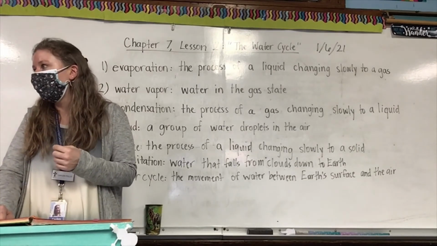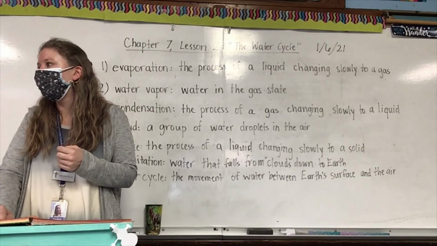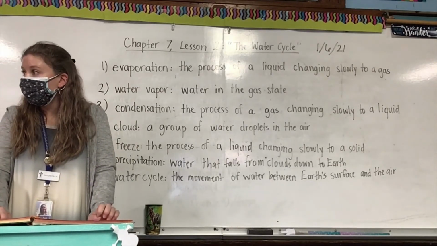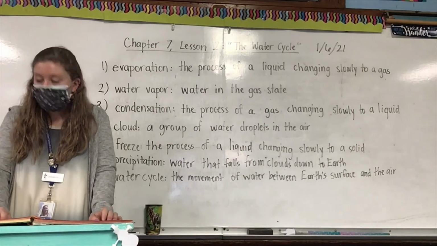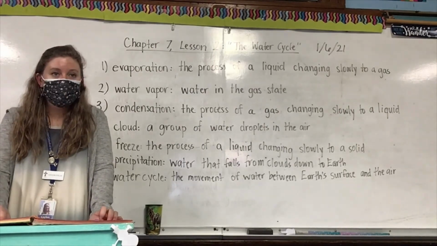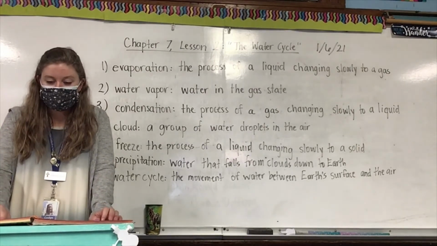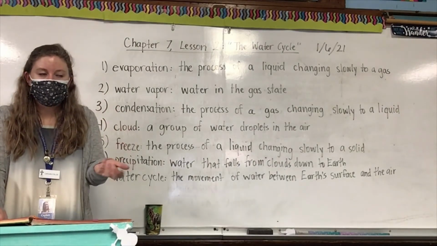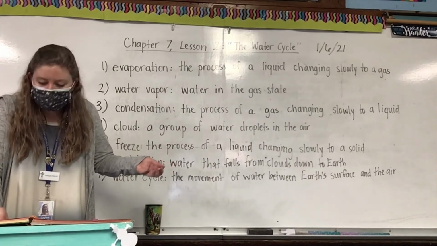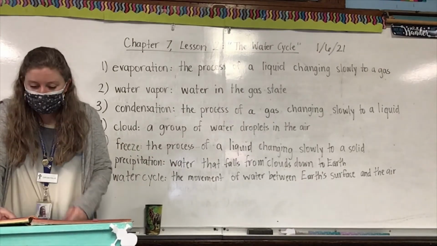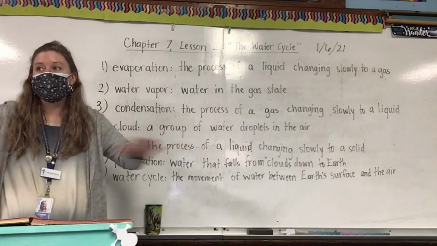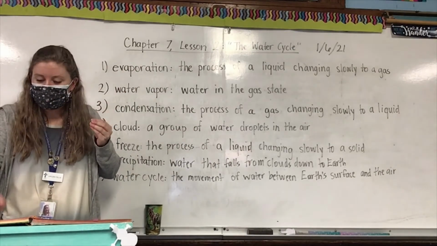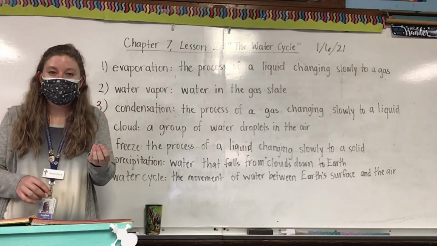Victoria. Because it evaporates from the leaves on the trees up to the sky. Good. There is an arrow coming from the trees next to transpiration because transpiration is when water evaporates from the leaves of plants. Trees are a plant, so that's why the arrow is coming from there. Evaporation is when it comes from a body of water, whether that is as small as a puddle or as large as the ocean. Transpiration is when it evaporates from the leaves of plants.